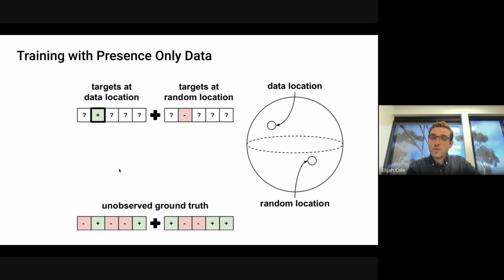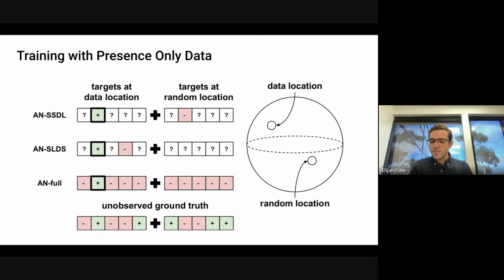And so one way we can train these models is by sampling a random other location on the Earth's surface and saying that that species is absent there. Right. So this allows you to have some positive data and some negative data, and so you can avoid the model collapsing to always predicting the positive label when you train. And the rationale behind this is that most species don't span the whole Earth, and so for a particular species, if you pick a negative location at random, most of the time you're going to be right that that species does not occur there.